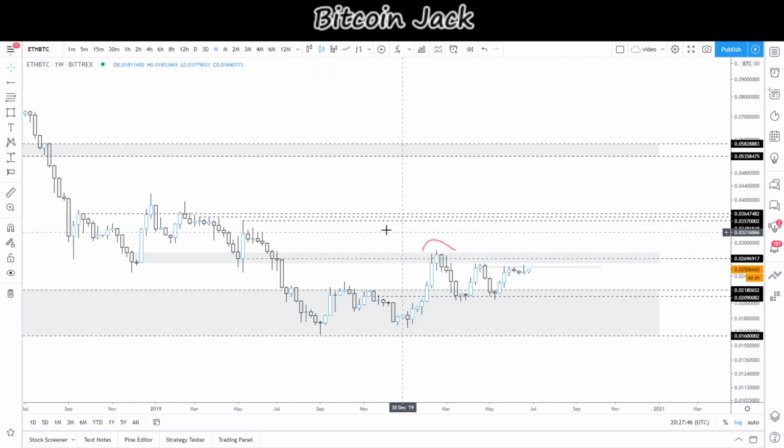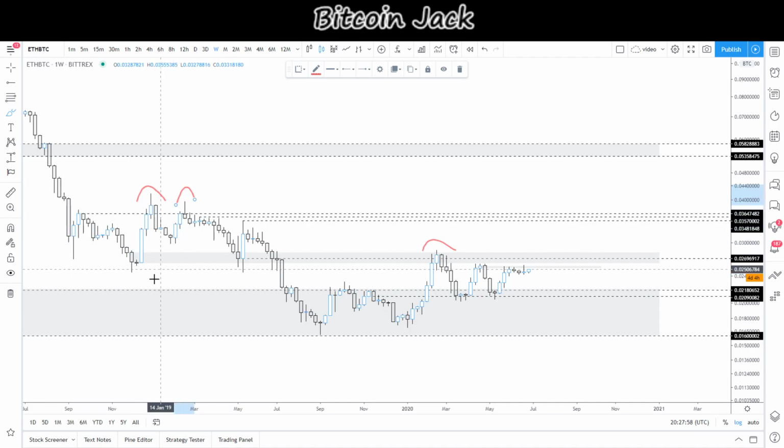I think if we break that, we're gonna rally to the range high of the previous range. So this is like the fake out, this is not a fake out, but close within it. This is definitely the deviation. This confirmed the range, and now we're down here.